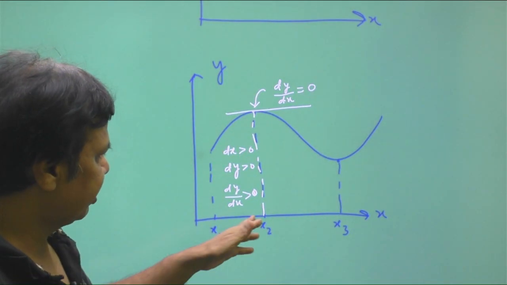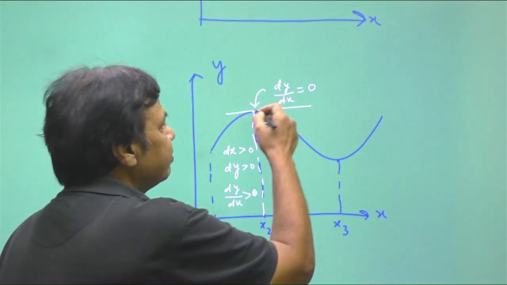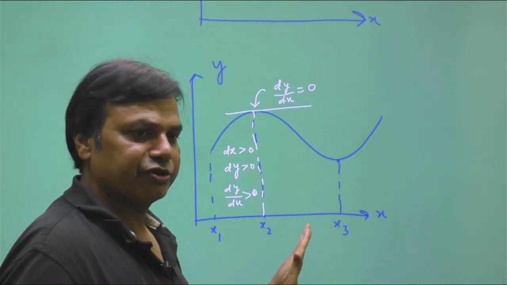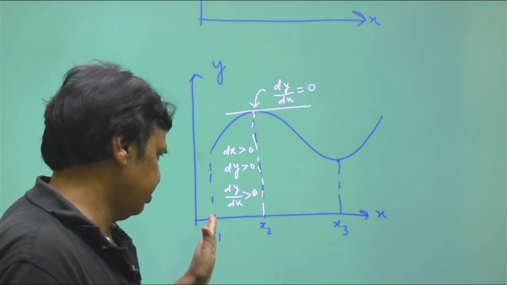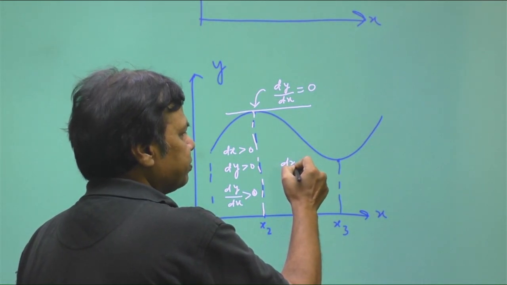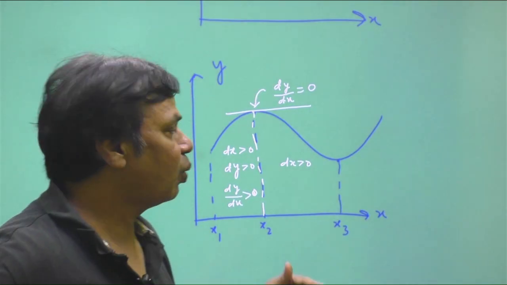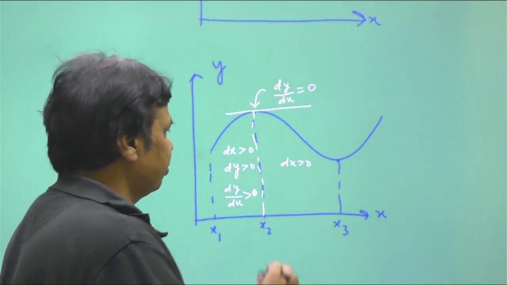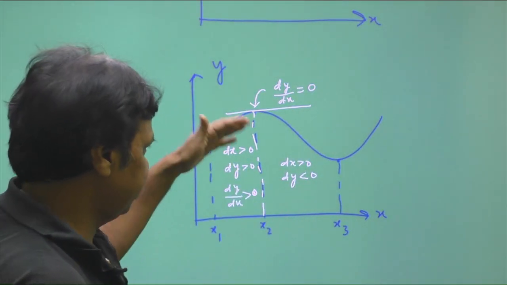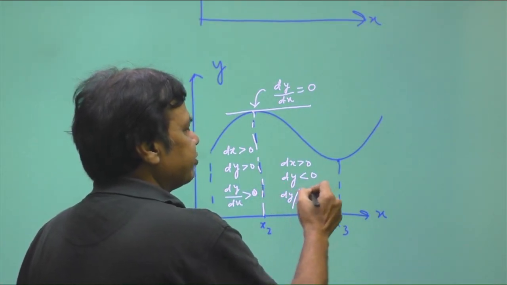In the same manner, if you consider the points between x2 and x3, the curve falls. X is continuously increasing between x2 and x3, as it did in the interval between x1 and x2. So dx is again positive, but the curve is falling downwards this time, and y is decreasing continuously. So dy is less than 0, and it means dy by dx here is less than 0 in this region.